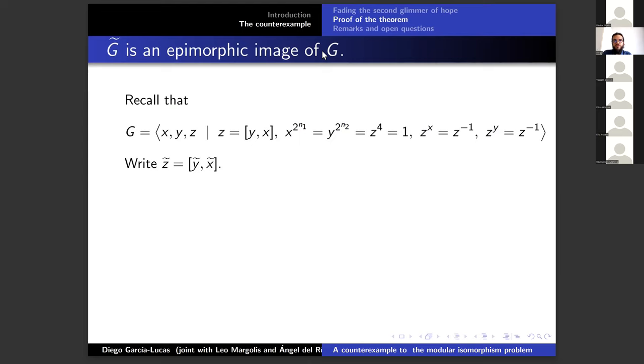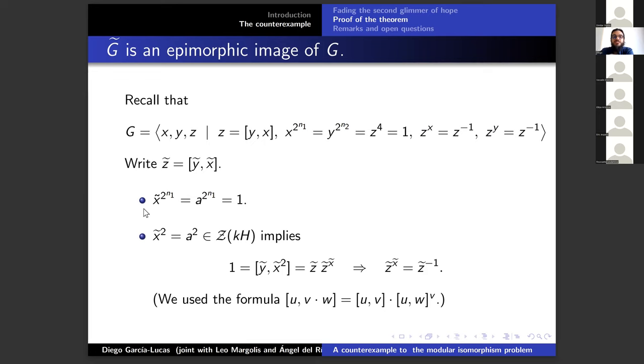To do so, it suffices to show that for x tilde, y tilde, and z tilde defined this way, these elements satisfy all the defining relations of the group G. The first relation is obvious since x tilde is a and a has order 2 to the n1. Next, we will show this relation here, which is based on the fact that x tilde squared is a squared, which is in the center of the group algebra. Hence, x tilde squared commutes with everything in the group algebra, in particular with y tilde. And this commutator is one. And using this well-known formula for commutators in a group, we have this identity. Hence, we obtain the desired relation.